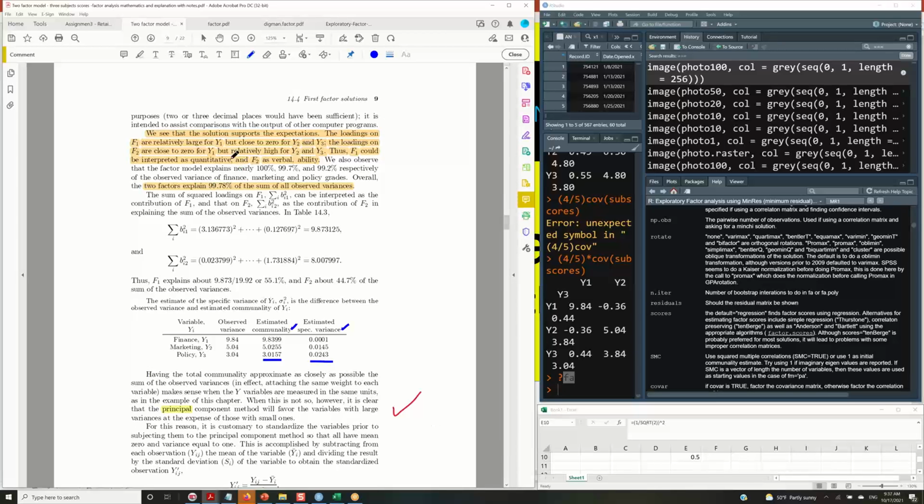But here is the thing, right? We see that the solution supports the expectation. What is the expectation? That the policy and marketing are related. The loadings on F1 are relatively large, but close to 0 for Y2, Y3. The loadings on F2 are close to 0 for Y1, but relatively high for Y2 and Y3. Thus, F1 could be interpreted as something about quantitative skills. F2 can be related to verbal skills or verbal ability. And this kind of meaning, you as a human have to ascribe.